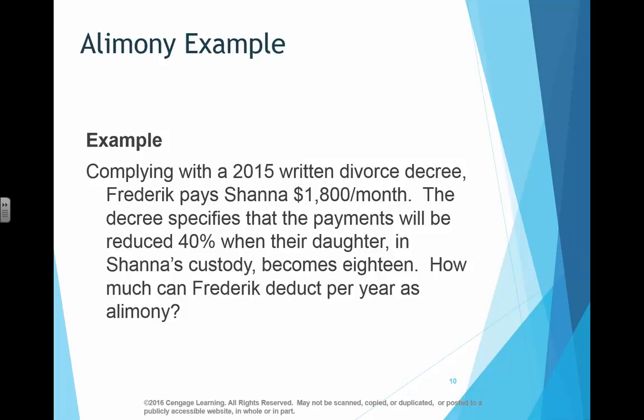Let's take a quick peek at this. Complying with the 2015 written divorce decree, Frederick pays Shauna $1,800 a month. The decree specifies that the payments will be reduced 40% when their daughter becomes 18. Do a quick calculation and tell me how much Frederick can deduct in any given year for alimony while the daughter's still under 18. How much can Frederick deduct on line 31A for alimony?